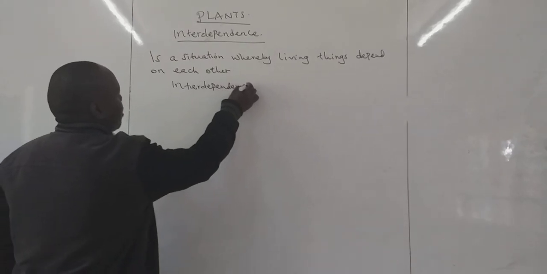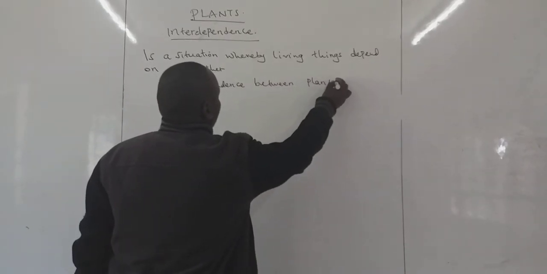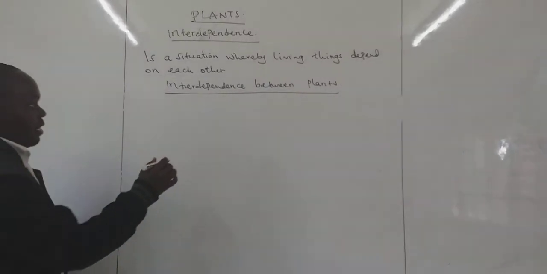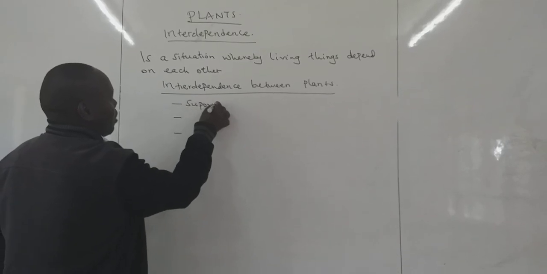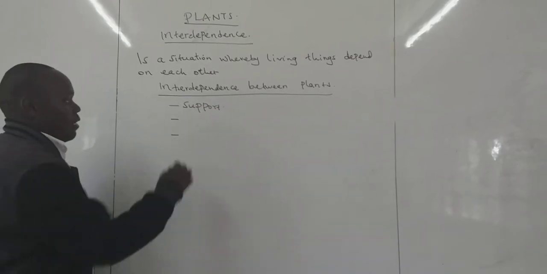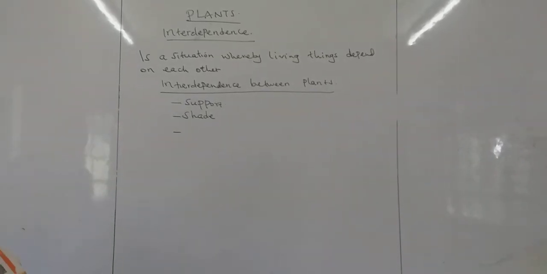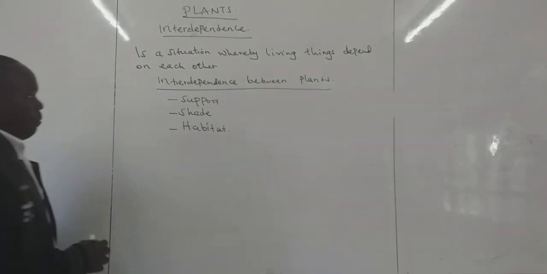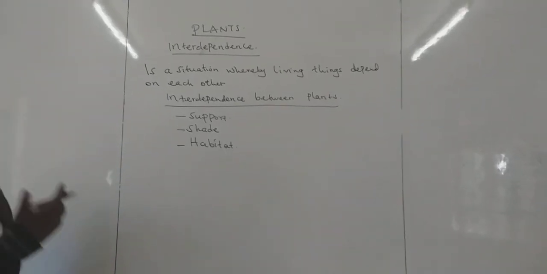Interdependence between plants. Plants depend on each other in three ways. We have these three points. Plants depend on each other for support, plants depend on each other for shade, and plants depend on each other for habitat. So this is how plants depend on each other, and we are going to discuss each one of them.